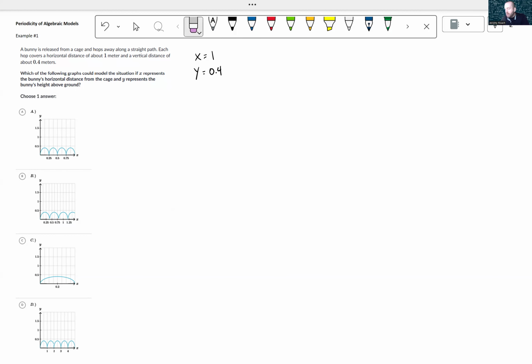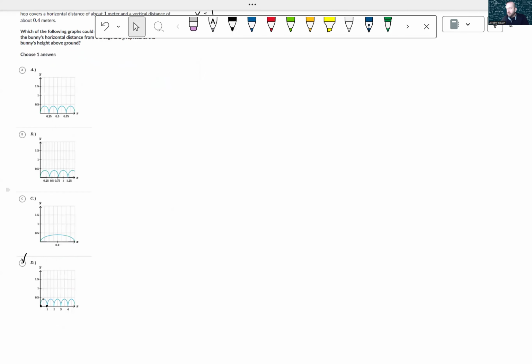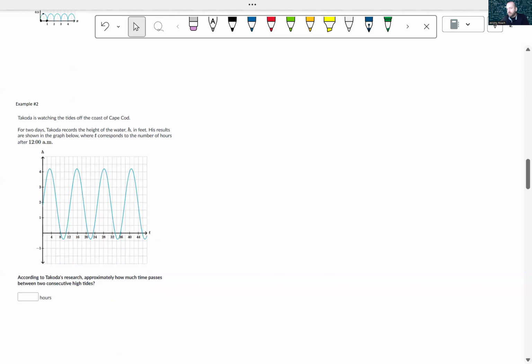So if we look at where X is equal to 1, we can see that from here to here is one space on graph D, and the height is 0.4 on graph D. So it's got to be graph D. None of the rest of these match that scale. All right, I think that was a good warm-up question for trigonometric functions. Let's look at another one here.